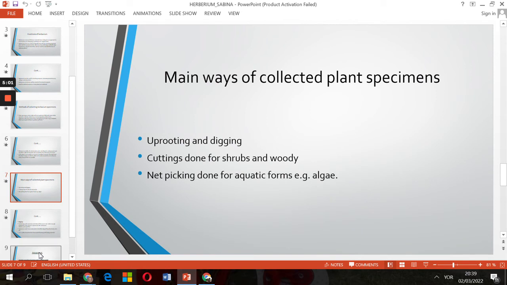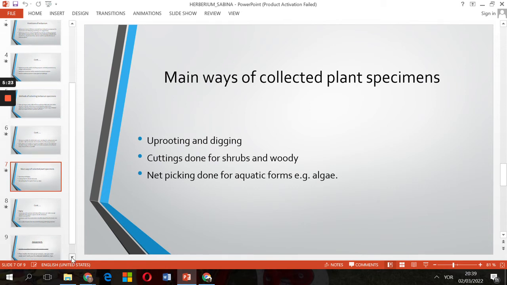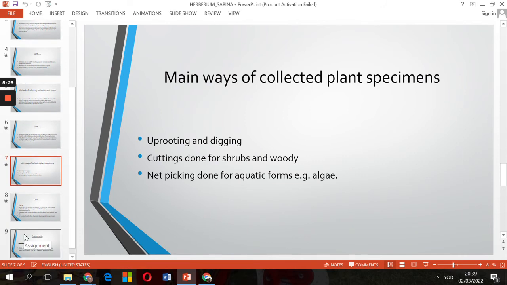Then we can see the main ways of collecting plant specimens. Are we able to name some of the ways? Yes, that is it. Next.